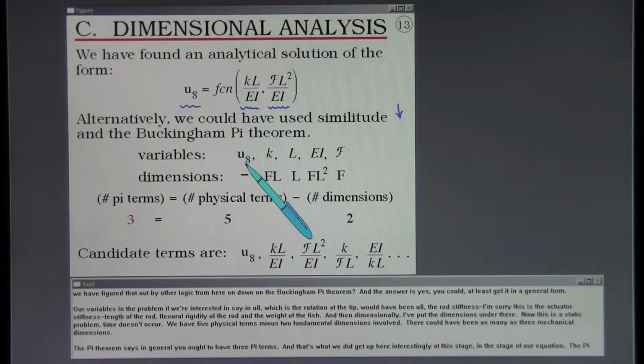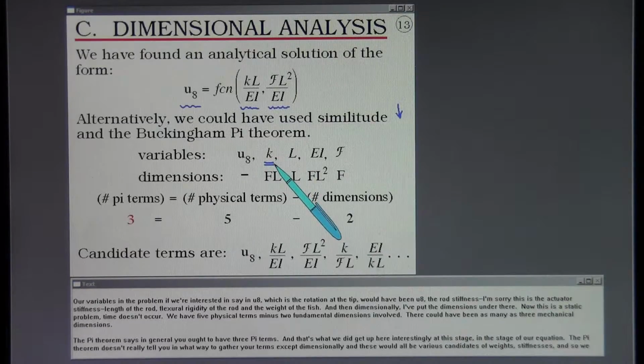Our variables in the problem, if we're interested, say, in U8, which is the rotation at the tip, would have been U8, the rod stiffness, this is the actuator stiffness, length of the rod, flexural rigidity of the rod, and the weight of the fish. And then dimensionally, I've put the dimensions under there.